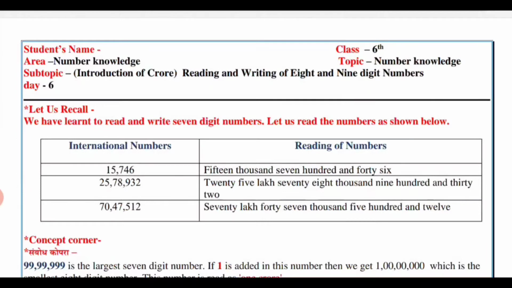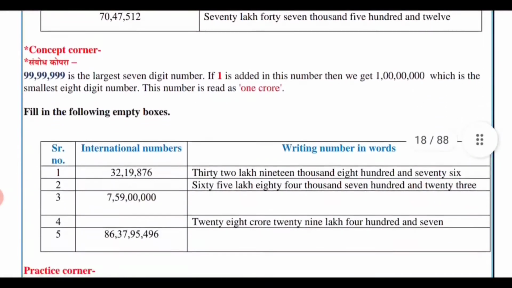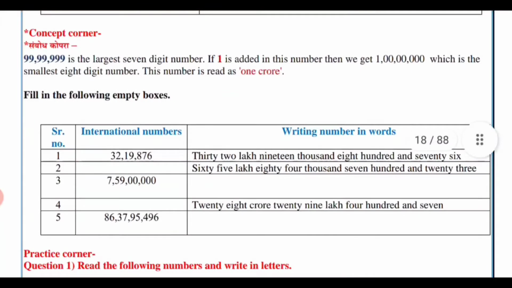Now let us see what is given in the concept corner. In concept corner we can see that 99,99,999 is the largest 7 digit number. And if 1 is added to this number, we get 1 crore, which is the smallest 8 digit number, and this number is read as 1 crore. Can you see? 8 digits are there, and at the 8th digit 1 is there. After 1, 0s are there. So this number can be read as 1 crore.